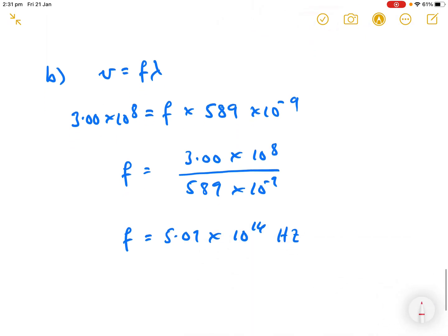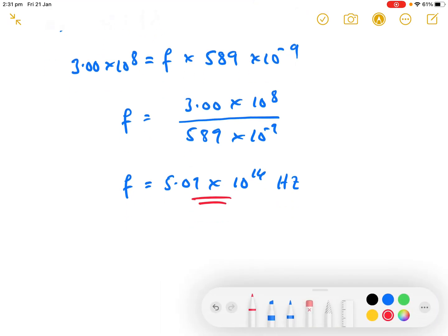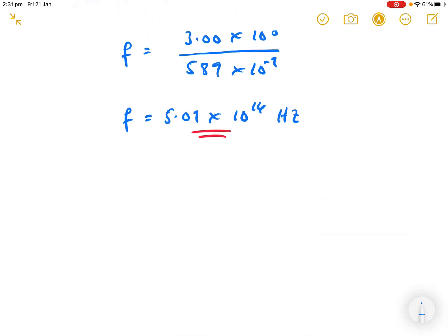Now in an exam question, I would not do that intermediate calculation. I would leave the expression as the fraction that you can see there, so that I'm avoiding intermediate rounding. But for clarity, I'm going to do an intermediate calculation in this worked example.